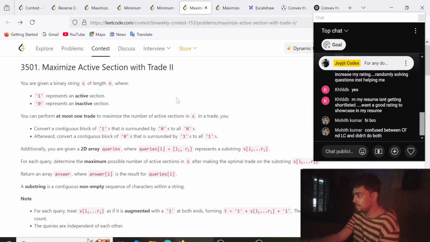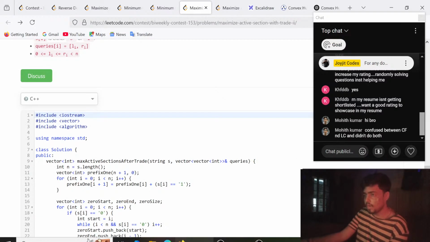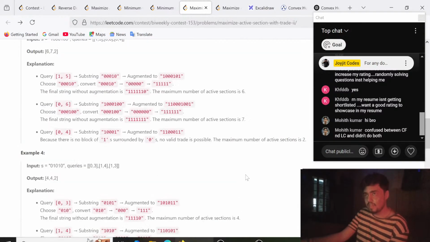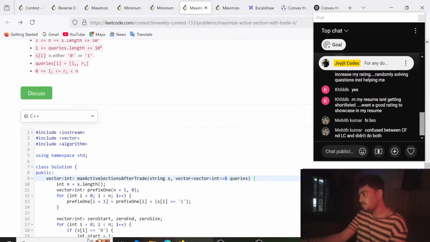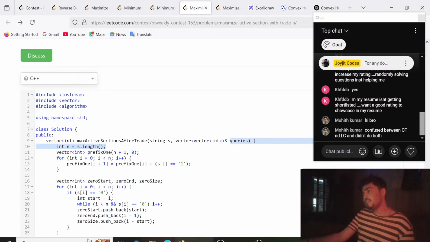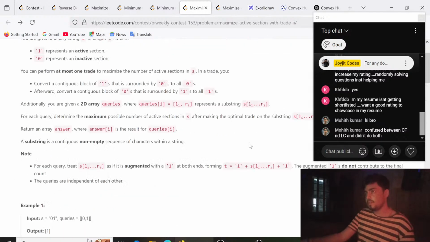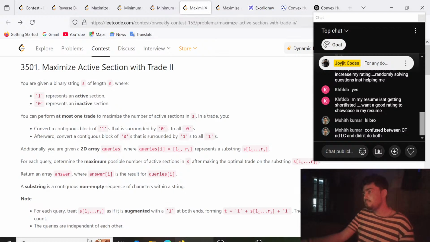Now herein everything is the same. Just we are having a query. Just don't look at my code. We are having queries. If you want the submissions, I can show you. There are queries, each having L comma R. That is the subarray in which you can perform the operations. You can perform the trade only within that specific subarray, not apart from it. So that is the point where we are going to have a constraint.